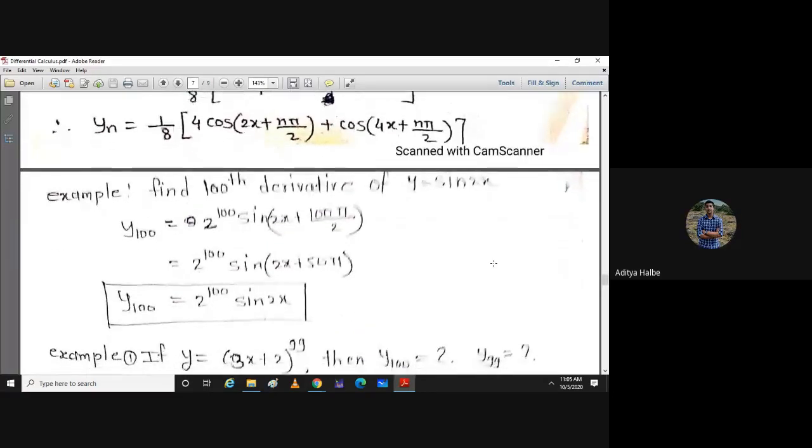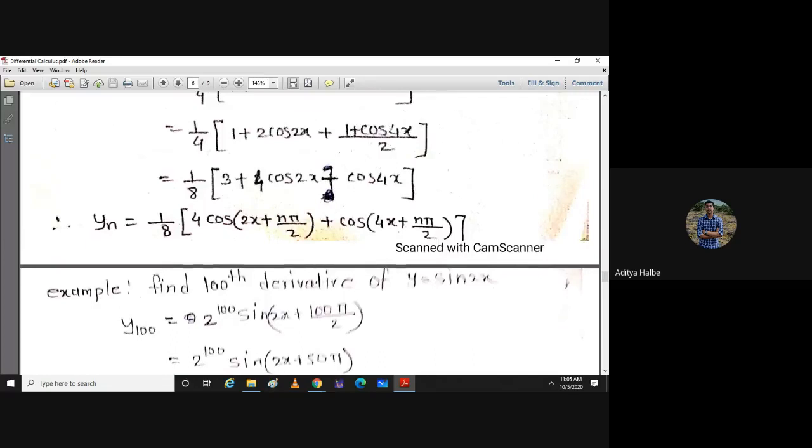Then next is, sir, can you repeat the final answer again? I want to write it. See, this 2 raised to n is missing in the last solution. What is the formula for the nth derivative of cos 2x? It is 2 raised to n cos of (2x plus n pi by 2). So 2 raised to n is missing. That's what I was saying. And here also 4 raised to n is missing.